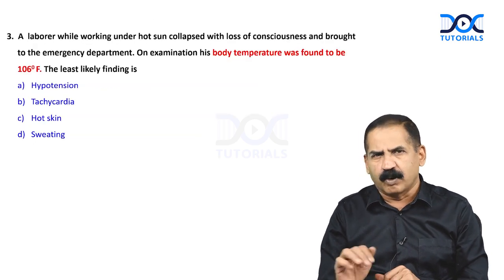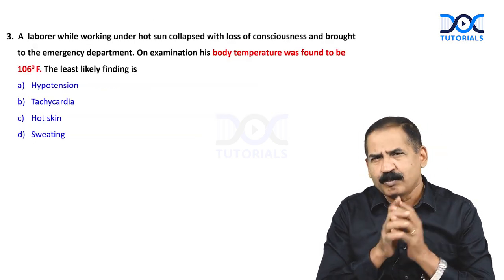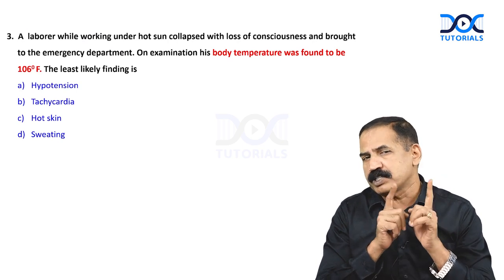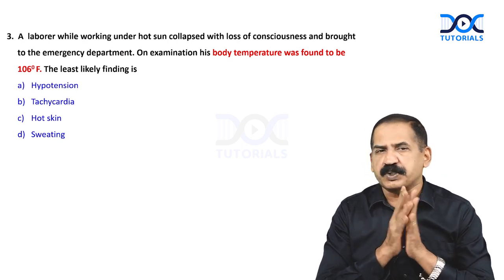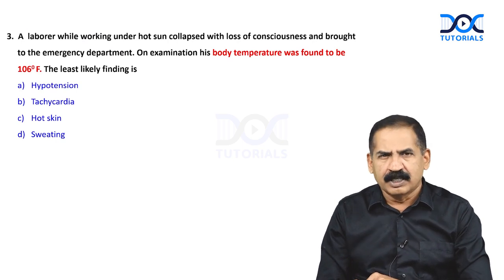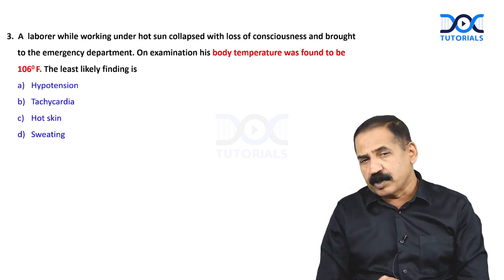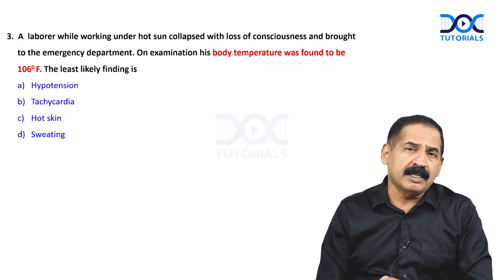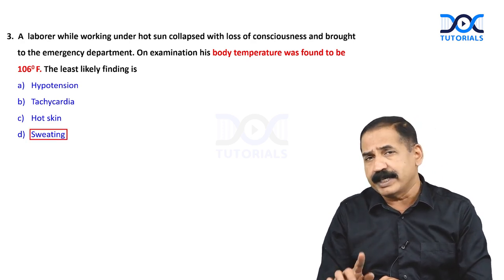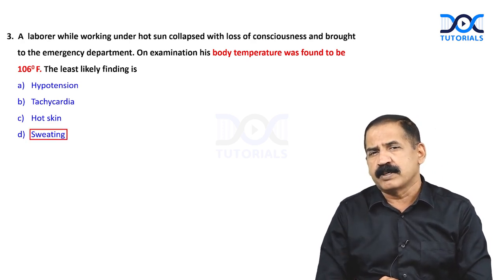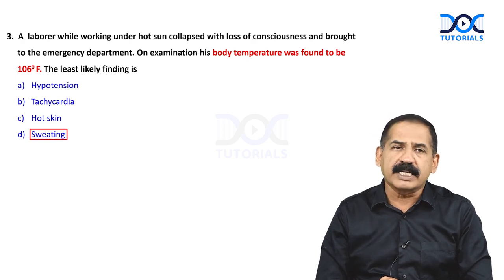Okay. Now, coming back to the question, body temperature found to be 106 degrees. That means it is heat stroke. In heat stroke, there is hypertension, there is tachycardia, there is hot skin, but sweating is absent. So, least likely finding is sweating.